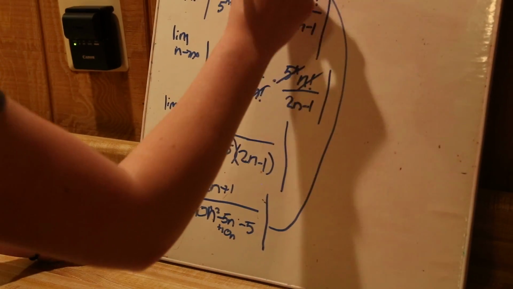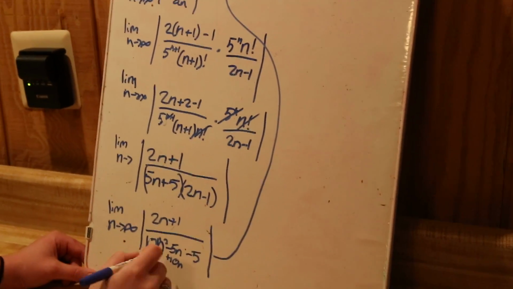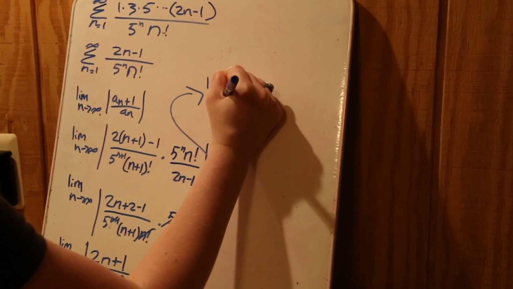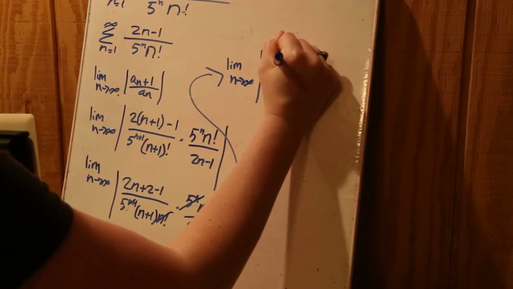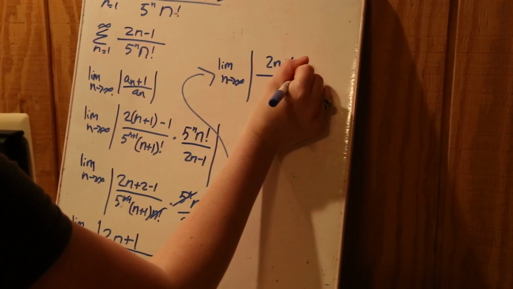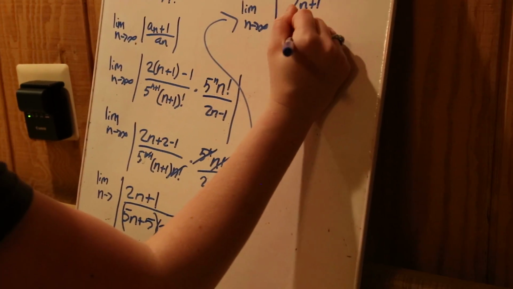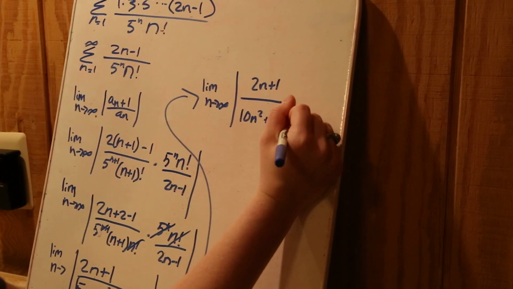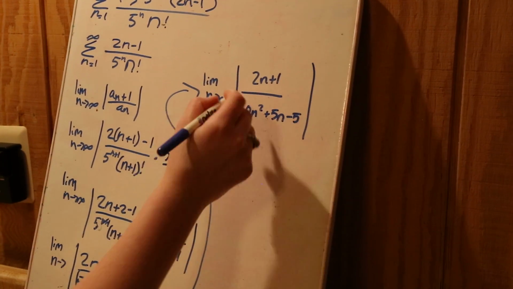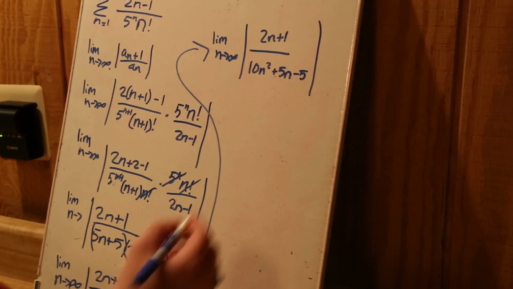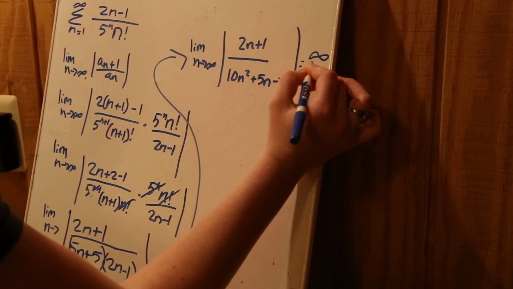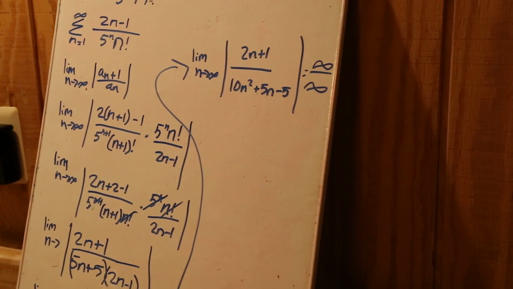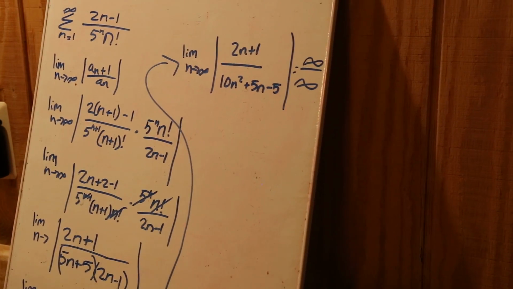I'm going to go all the way back up here. So rewriting this, we get the limit as n approaches infinity of the absolute value of 2n + 1 all over 10n squared + 5n − 5. So now when we put the infinity in, we're going to get infinity over infinity. So now we have to do L'Hopital's rule. So we take the derivative of both the top and the bottom separately.